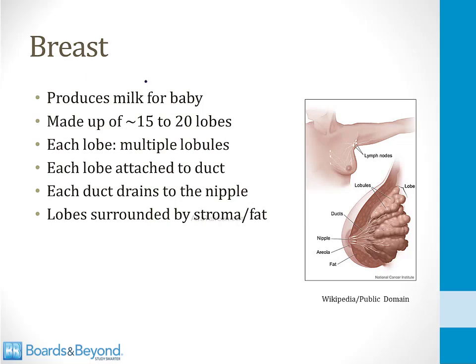The breast is a glandular structure that produces milk for the baby, and it's made up of about 15 to 20 lobes. If you look at this picture on the right side of the screen here, these large bumpy structures are the lobes of the breast. Each of the little bumps in the lobe is a lobule, so there are multiple lobules in each lobe and there are multiple lobes in the breast. Each lobe is connected to a duct which can drain milk to the nipple, and then the entire structure is surrounded by connective tissue called stroma and also fat.